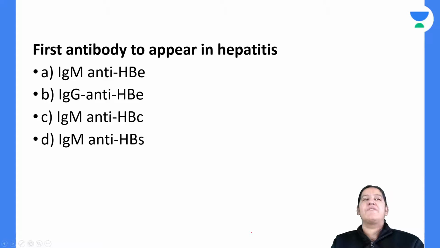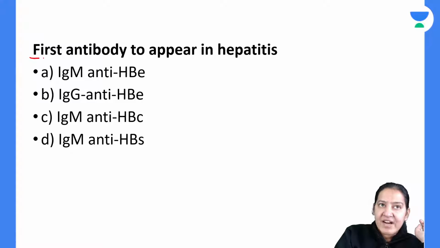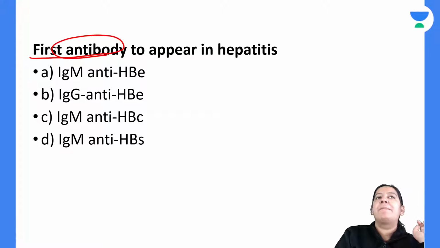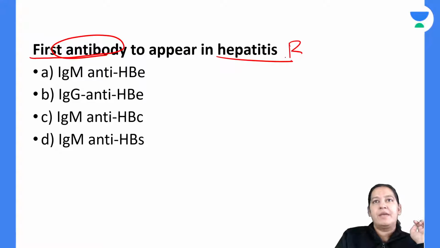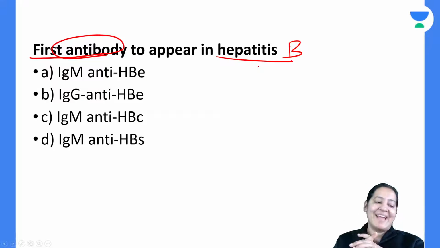So this is the first question in front of you. Please read the question very carefully before giving the answer. Don't rush. I'm asking the first antibody to appear in blood in hepatitis B. First antibody, not the antigen. Who will give the answer? The four options are in front of you.